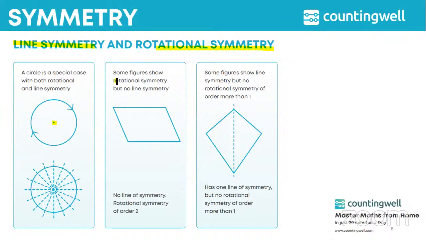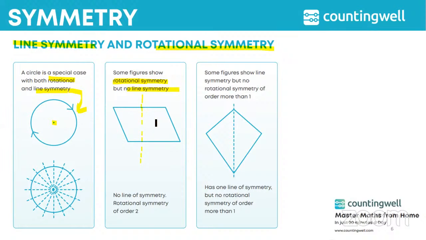Now some figures show both rotational symmetry and line symmetry, and such an example is a circle. But some figures show rotational symmetry but no line symmetry. For example, you can see here a parallelogram. There is no line of symmetry because we cannot draw a line for this parallelogram such that if we divide it into two halves, or if we fold the figure along this line, then the two parts are equal. We cannot find any such line.